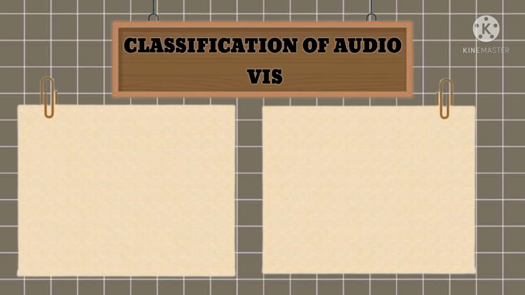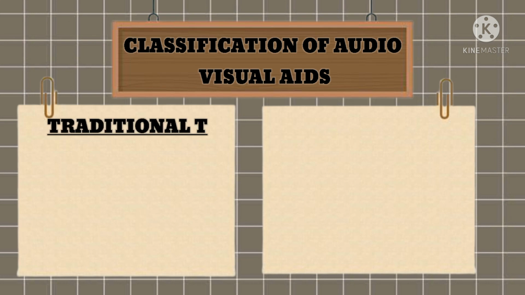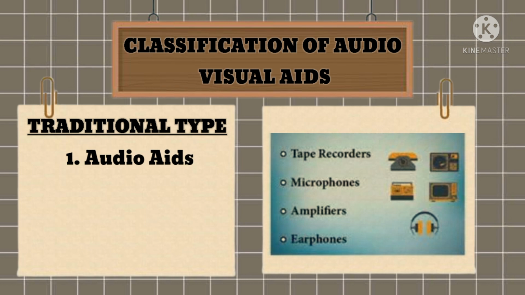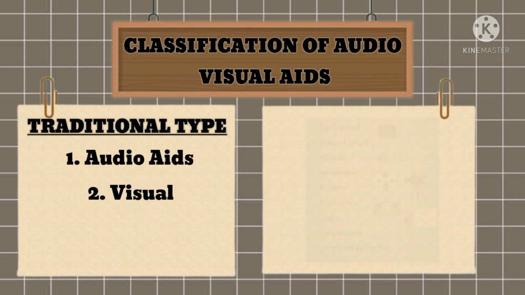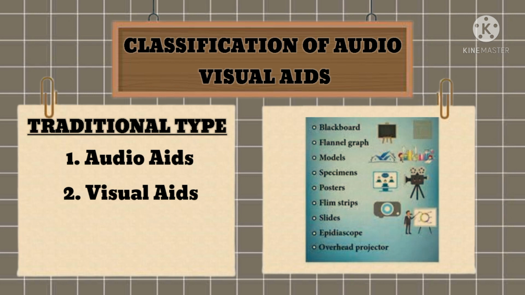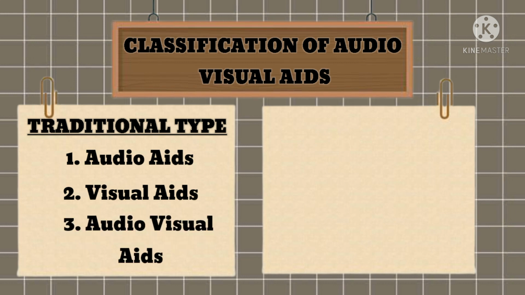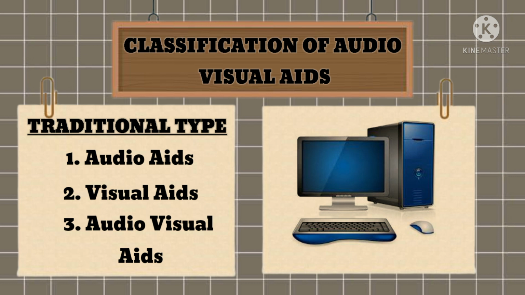Let us now proceed to the classification of audiovisual aids. First classification is the traditional type. Under it is the audio aid, which refers to the aid that uses the sense of hearing. So these are the examples. Next is the visual aids. So this refers to the aids that use the sense of sight. Here are some examples. The third and the last one under the traditional type is the audio-visual aid. It comprises the audio aids and the visual aids.